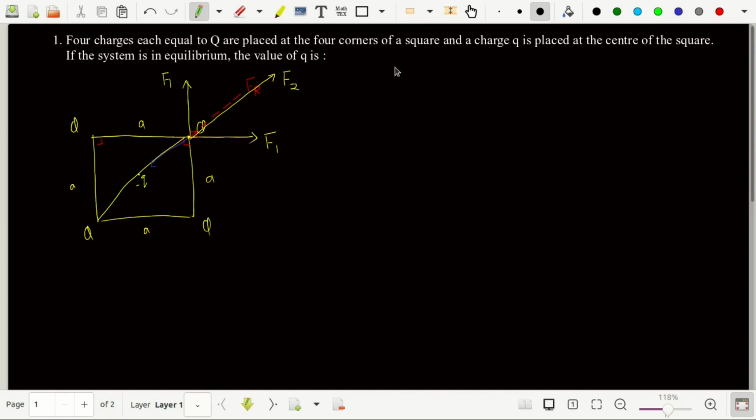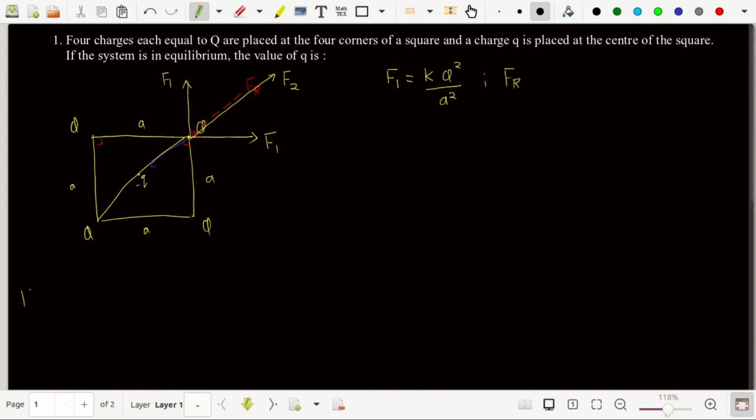I have already told that the force F1 is the repulsive force on capital Q by capital Q, so from Coulomb's law that would be K Q1 Q2 by R square, so that is K Q square over the distance between these two charges, which is A, so that becomes A square. In the same way, the other F1 is also going to be the same.